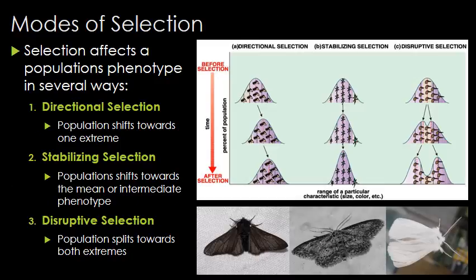Once selection is actually beginning to occur, there's really three patterns. If you start off with a normal bell curve of any polygenic trait, you could have directional selection, which is going to shift towards one extreme, say favoring the black moths at the bottom. You have stabilizing selection, where you're going to favor the mean or the intermediate or the gray moths in this example, or disruptive selection, where you're going to go towards either extreme. So instead of going for the gray, I'm going to go for the black and the white moths.